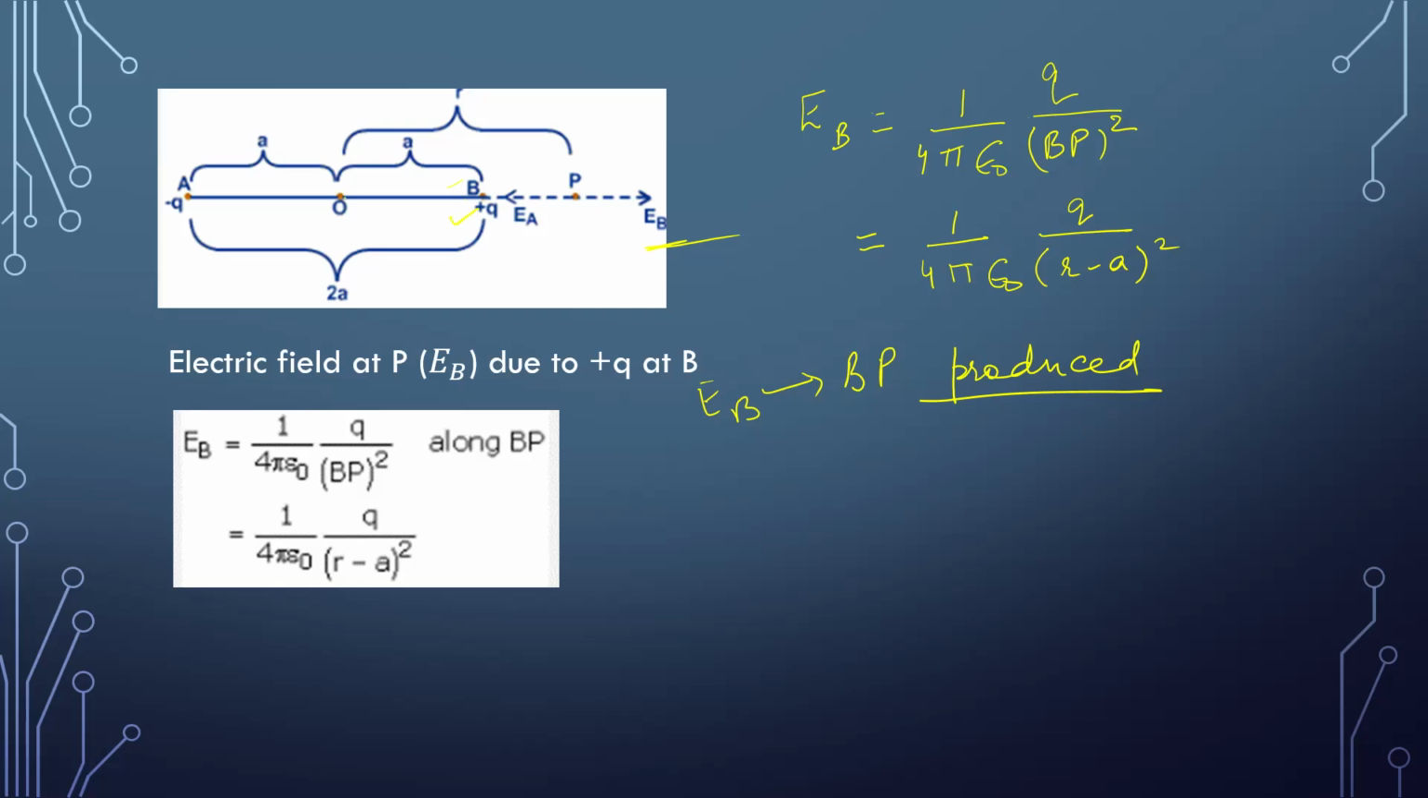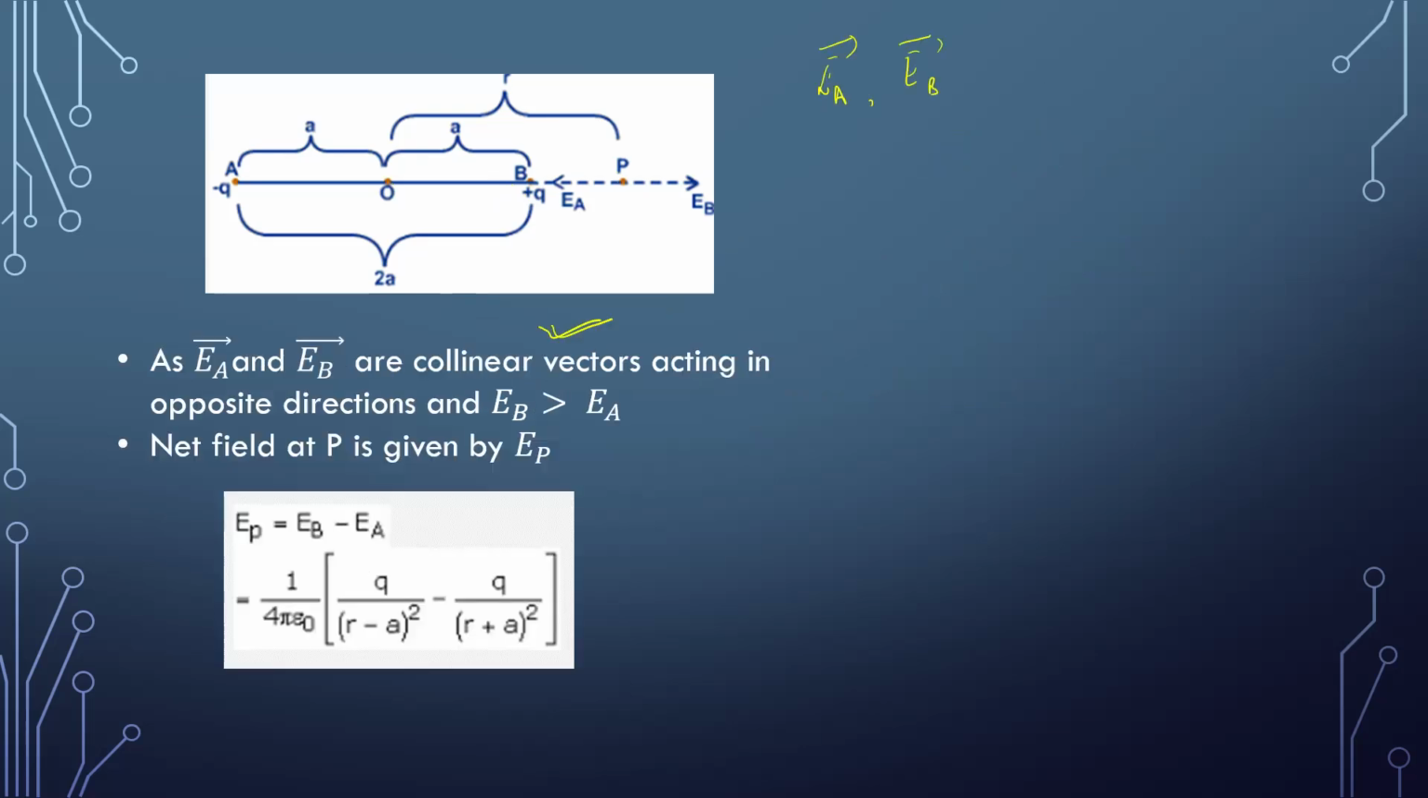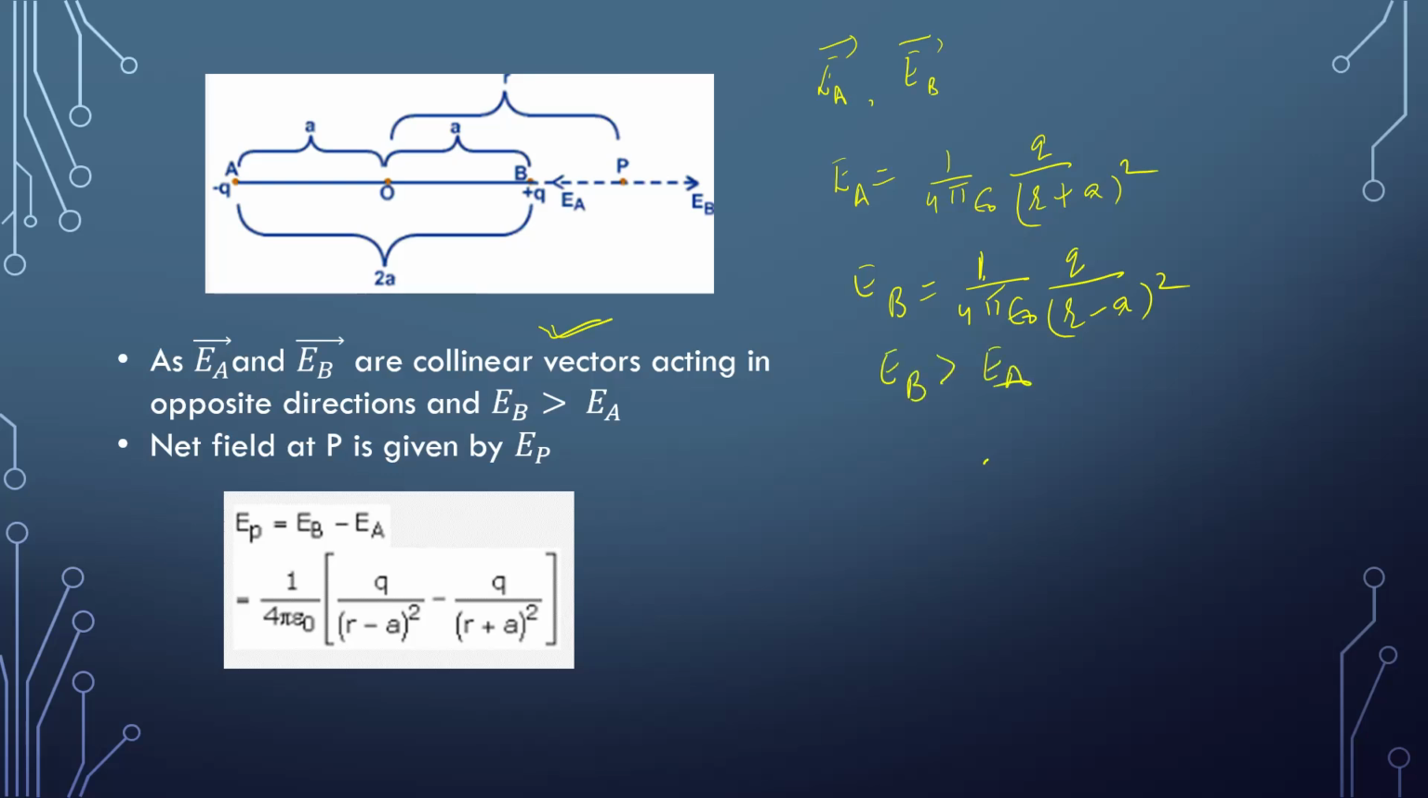And you can tell me which is bigger. EB is 1 upon 4 pi epsilon naught Q upon (R minus A) whole square, and EA is equal to 1 upon 4 pi epsilon naught Q upon (R plus A) whole square. Which is bigger? Now, EB is bigger than EA. So, what is the net field at the point P?